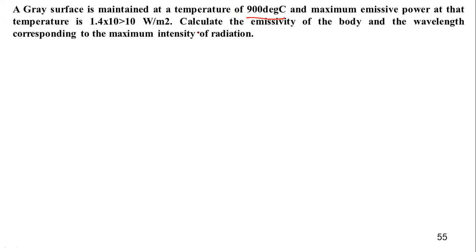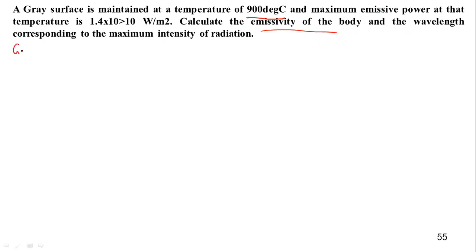So in this problem, given a gray surface, the surface temperature is given, that is 900 degrees Celsius. It is converted into Kelvin by adding 273, and the maximum emissive power, E_b lambda max, is given as 1.4 into 10 power 10 watt per meter square. What do we find? We find the emissivity, and the wavelength corresponding to the maximum intensity of radiation.